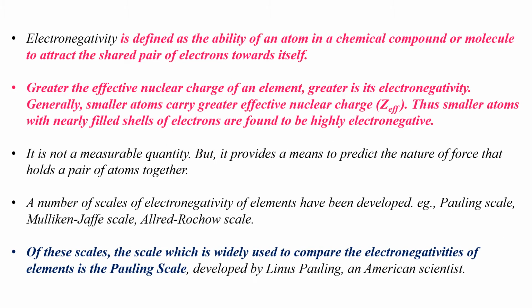Now, how do you define electronegativity? It is defined as the ability of an atom in a chemical compound or molecule to attract the shared pair of electrons towards itself. So this is the definition of electronegativity. It is the ability of an atom to attract the shared pair of electrons towards itself.